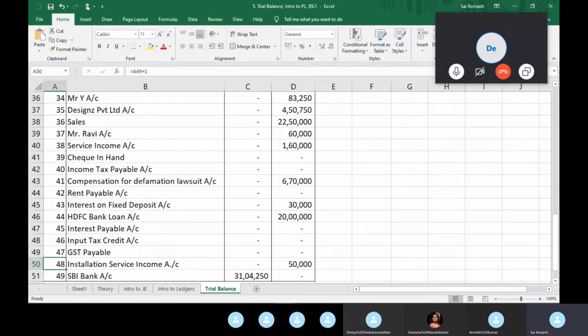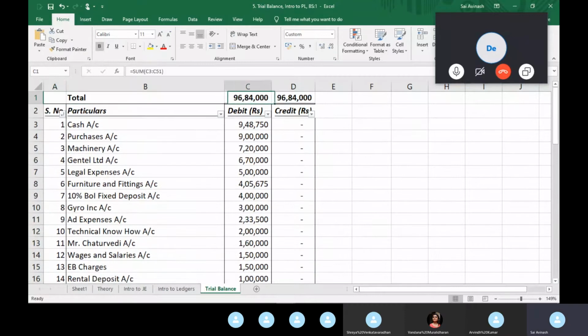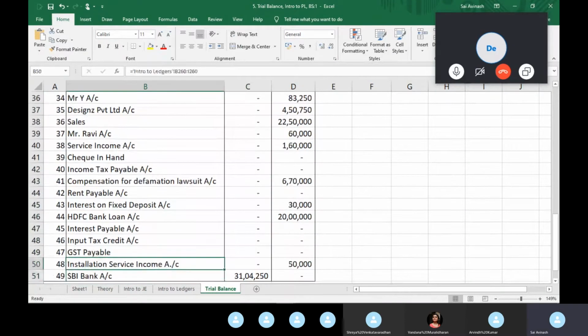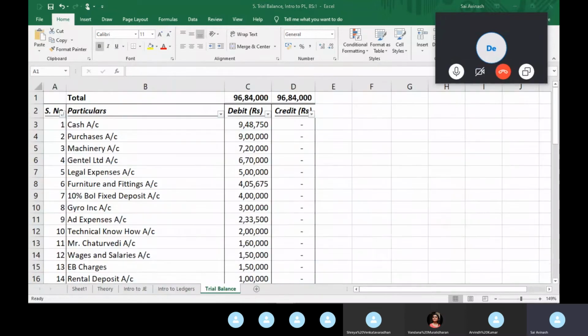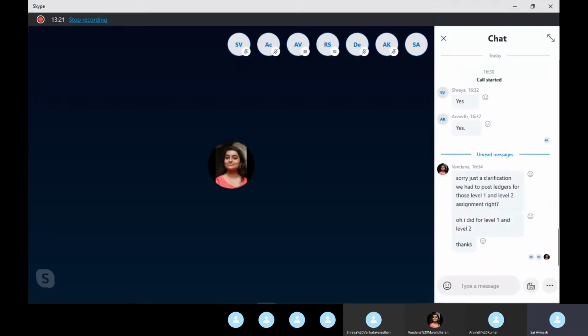So at the end of the day, you have all your assets and expenses which have debit balances, and all your liabilities and income which have credit balances. Okay. So this is the basic idea of a trial balance. If you are able to appreciate this idea, I'll be able to go ahead. Any doubts as of now? It can even be really stupid, I don't mind.